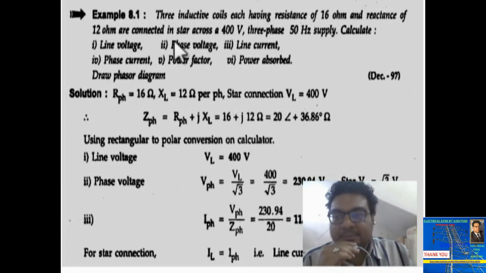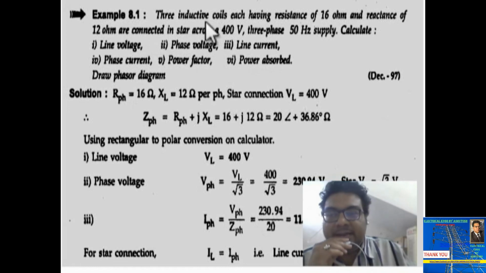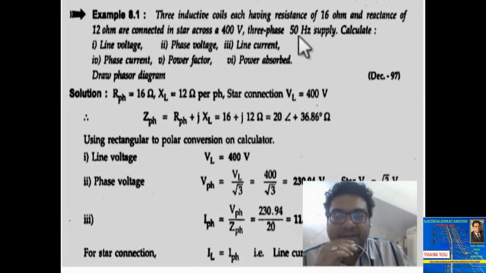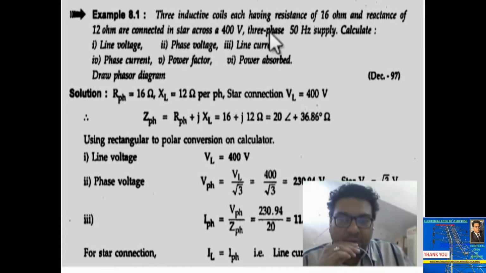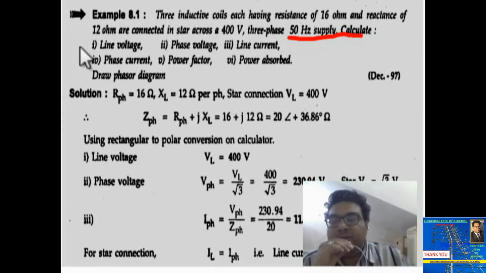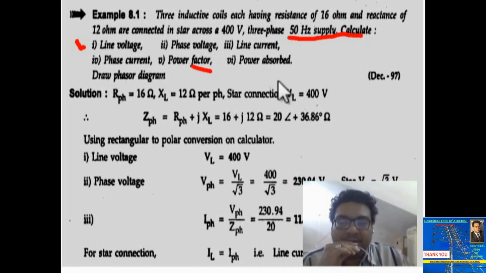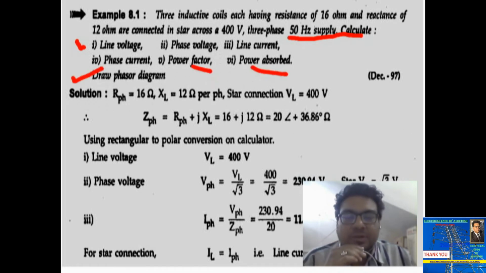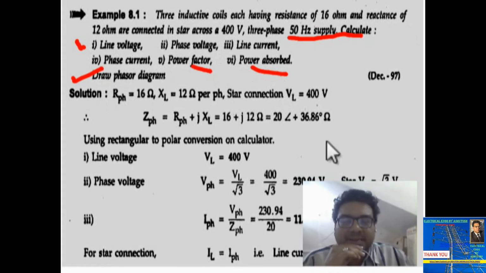So let's read the question. Three inductive coils, each having resistance of 16 ohm and reactance of 12 ohm, are connected in star across 400 volt 3 phase 50 hertz supply. Calculate these parameters. We have to calculate line voltage, line current, phase current, power factor, power absorbed, and draw the phasor diagram also. So guys, this is the star circuit, a three phase star circuit we are given over here.